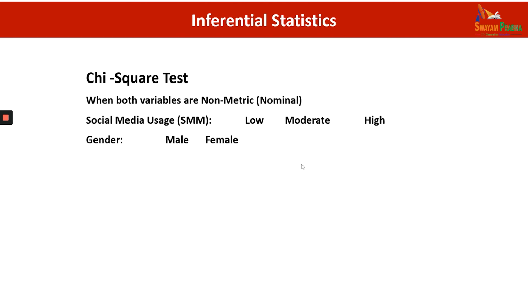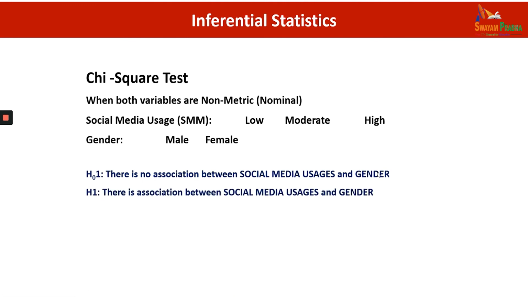Now see here, what will be my hypothesis? Let us say this is my null hypothesis: that there is no association between social media usage and gender. And you can clearly see that I have two variables here, one is social media and another is gender, and I have already explained that both of the variables are categorical in nature. Similarly, it can be converted to the alternative hypothesis, that there is an association between social media usage and gender. Now I want to test these hypotheses by using SPSS.